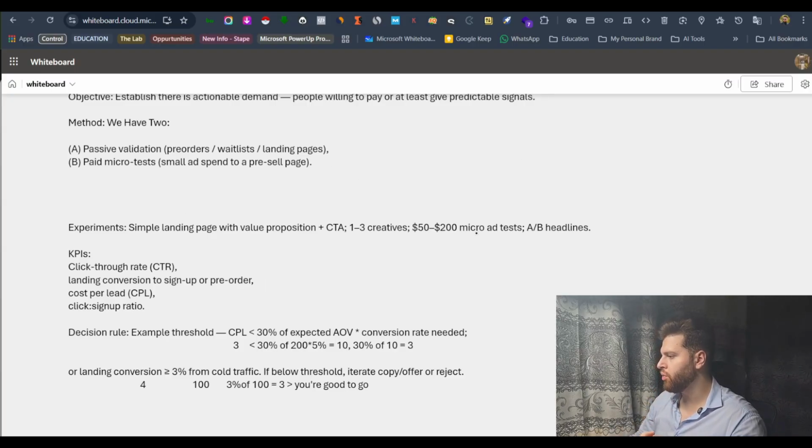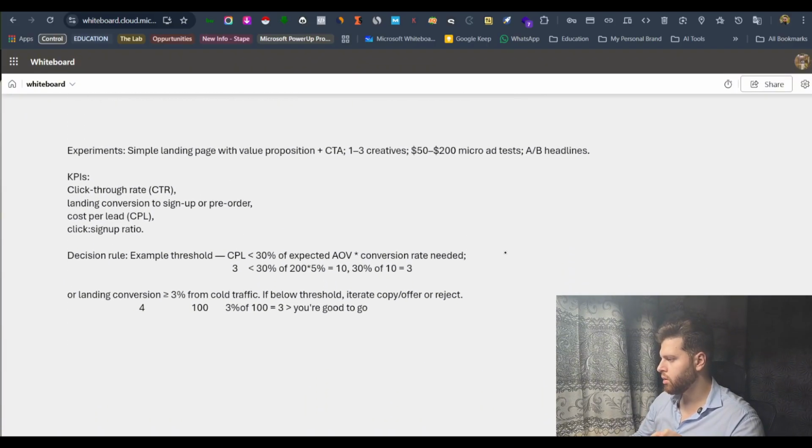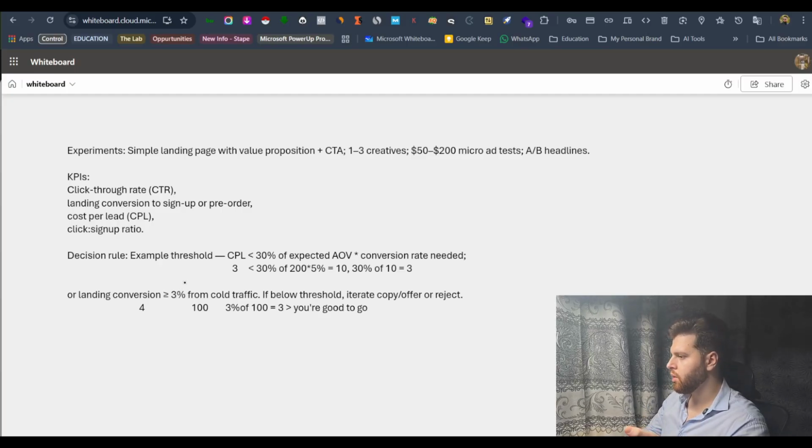A minimum of $200 would be great. If something is not moving, just forget it. The KPIs here are CTR, since we talked about creatives, landing conversions to sign up or pre-order, ratio, cost per lead in the context of the first one, the passive method, or the click to sign up ratio. Then here we have an example.